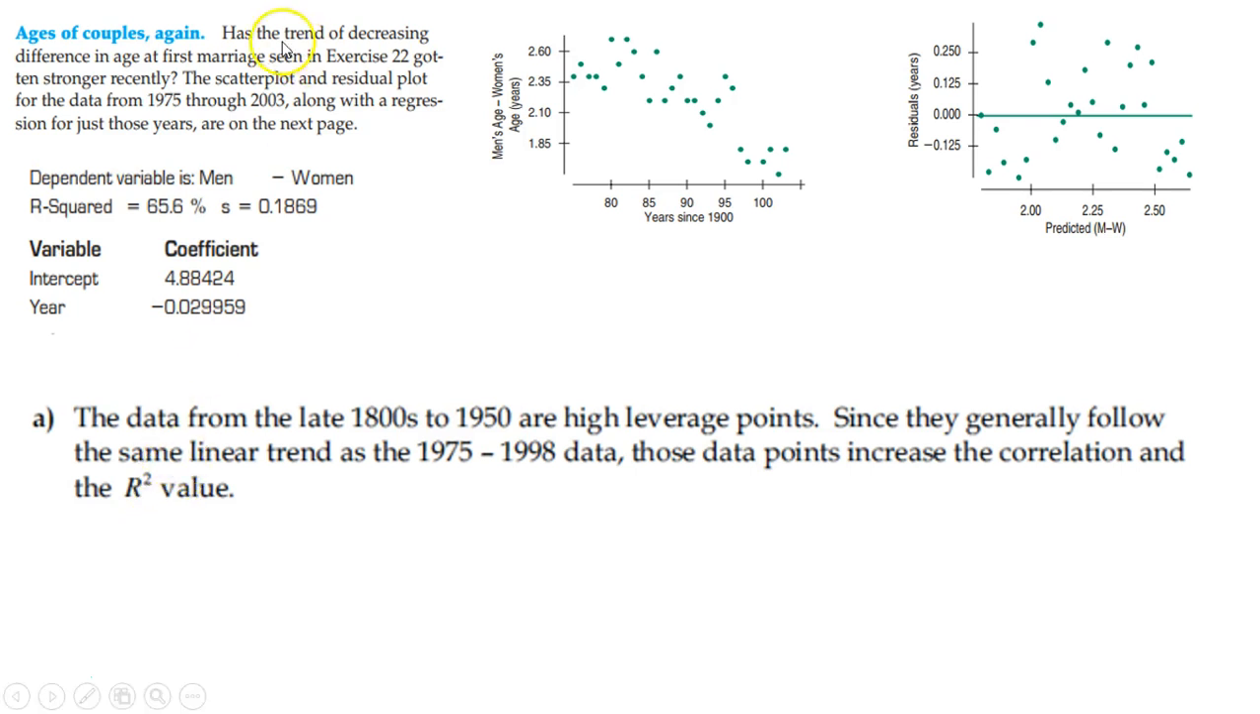And again, this was just to zoom in on a specific portion of the data. That was mainly what this problem was focusing on, only from 75 to 2003.